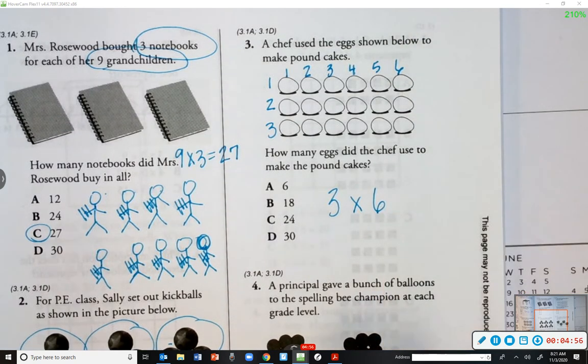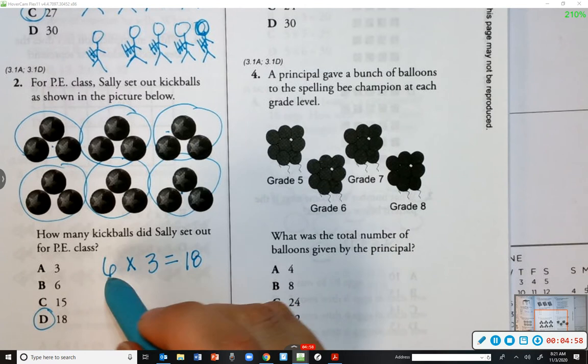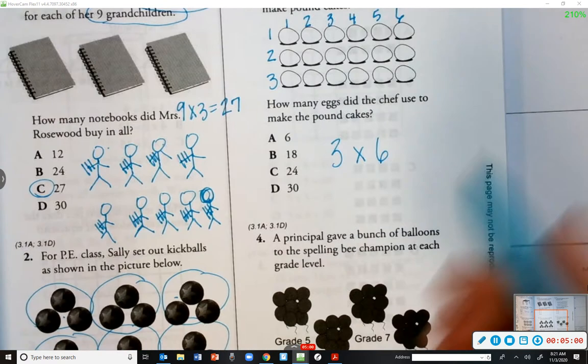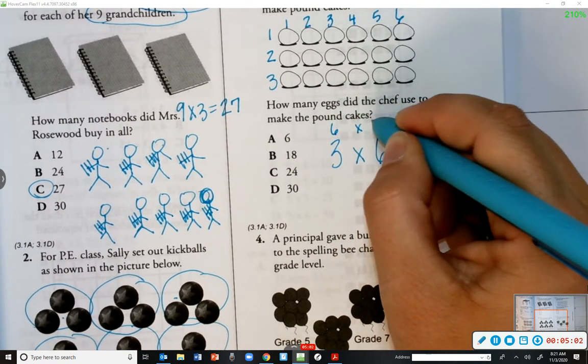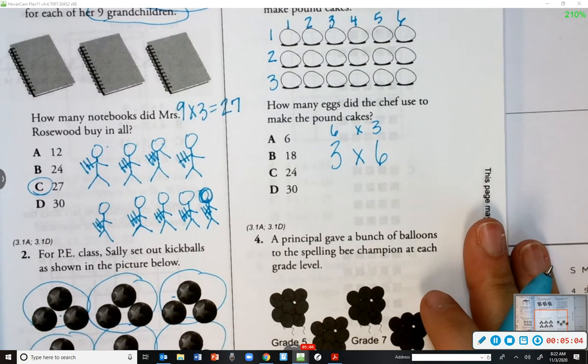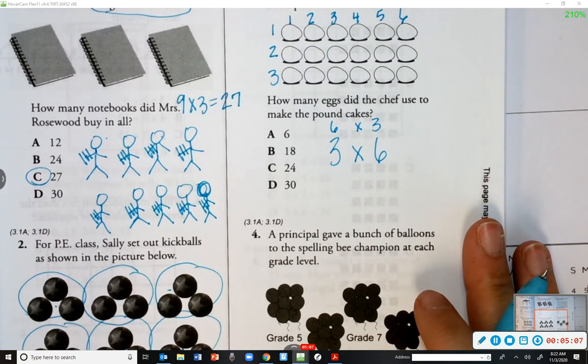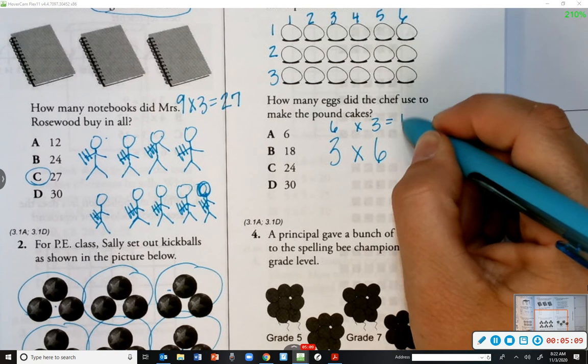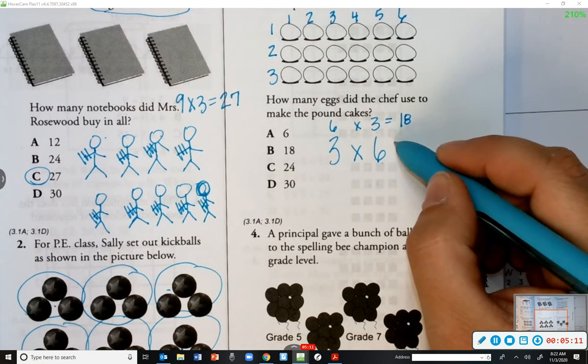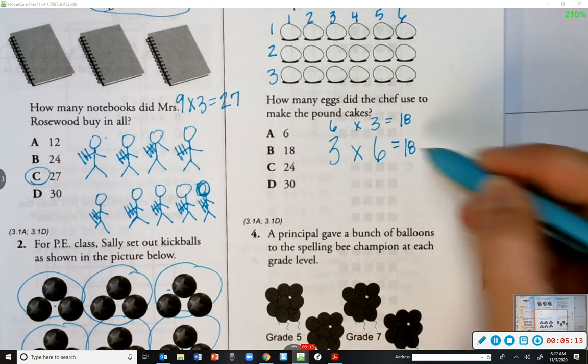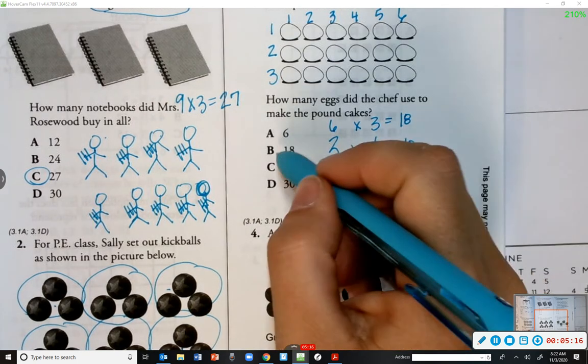But we just did that right here, didn't we? Yes. Is 6 times 3 the same as 3 times 6? Yes. Yes, the commutative property, flip-flop. Okay, so we just solved that and we said it was 18, so 3 times 6 will also be 18. B is the correct answer.